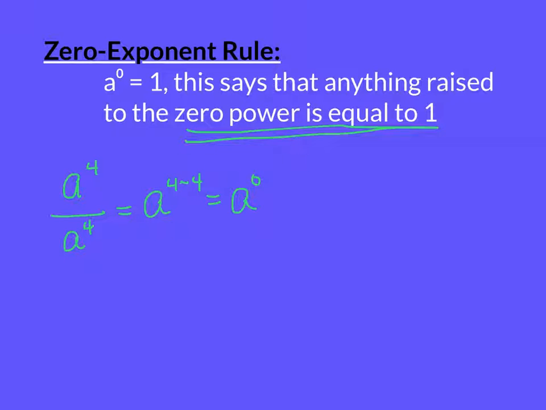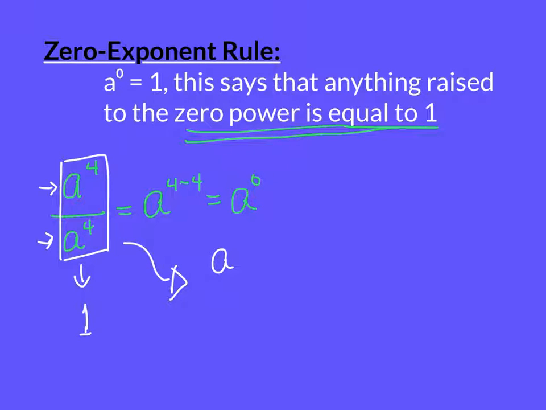A to the 0 power, I don't really understand that. That seems weird. But look at this. What happens when you have the same value on the top as you do on the bottom? Well, it always equals 1. That's an interesting way to think about it. Let's prove it yet another way.